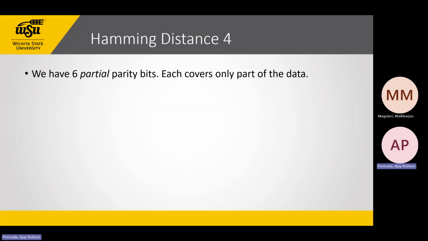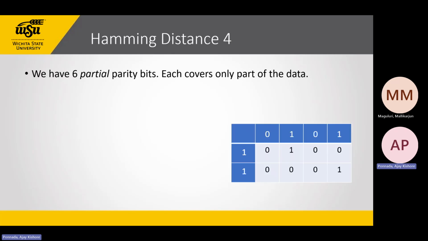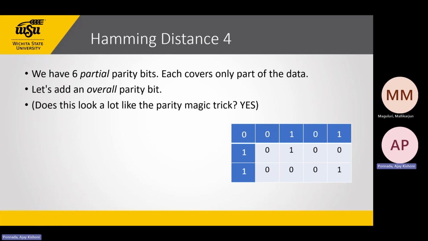So having distance 4, we have 6 partial parity bits. Each covers only part of the data. It's the same thing, but we'll add an overall parity right there. So this is going to be 0, right? It's even ones and it's even ones. So 0 is going to be here. So that's about Hamming distance 4. So let's add an overall parity bit. It's 0. Now the Hamming distance is 4.